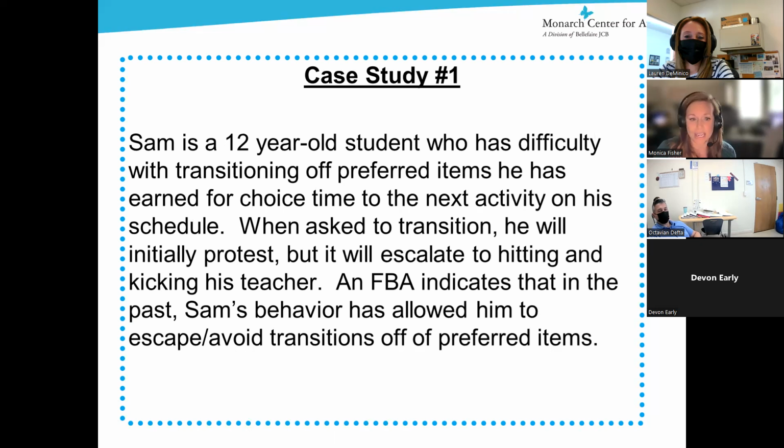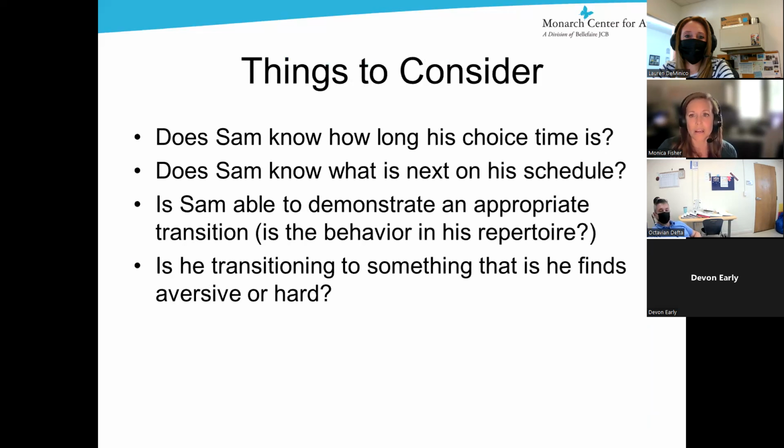An FBA indicates that in the past, Sam's behaviors allowed him to escape or avoid those transitions off those preferred items. So if this was an example of a student that you have, here's some things that you might want to consider. So is Sam aware of how long his choice is, right? Does he know when it's ending? Is there some advanced warning to him that, oh, hey, this thing that you really, really like is ending?